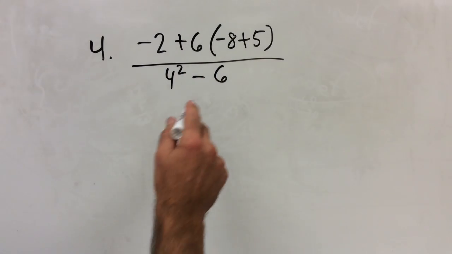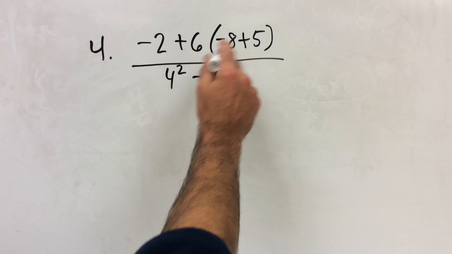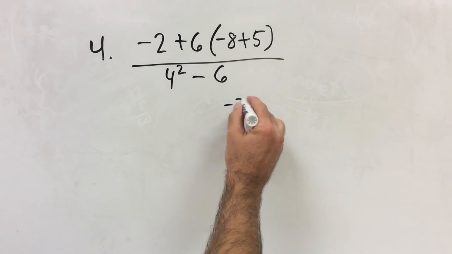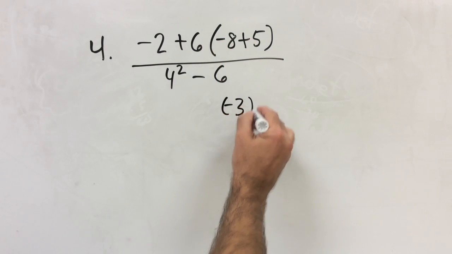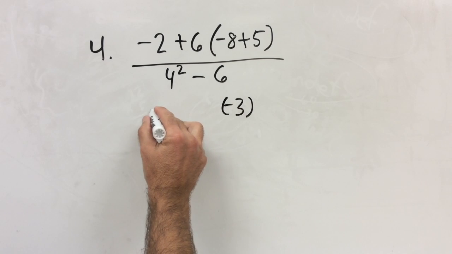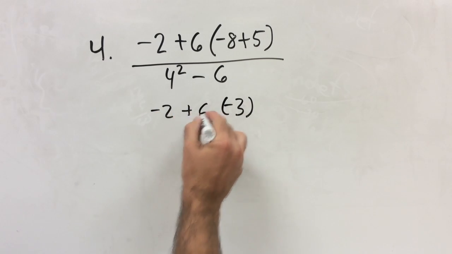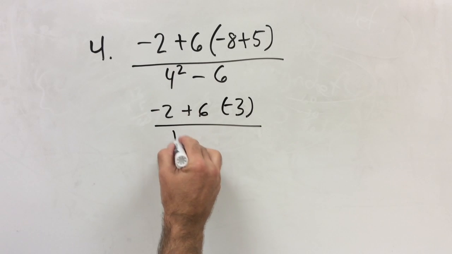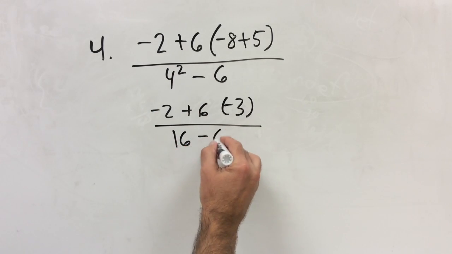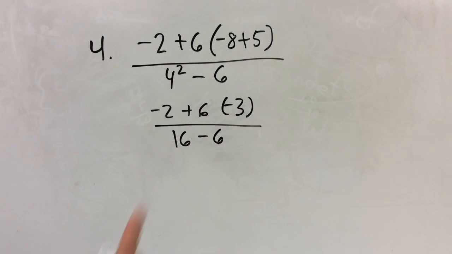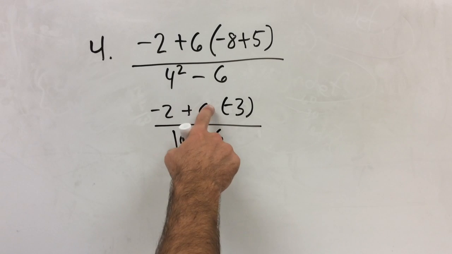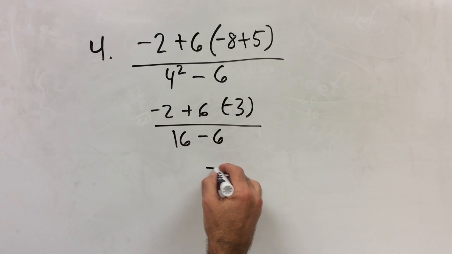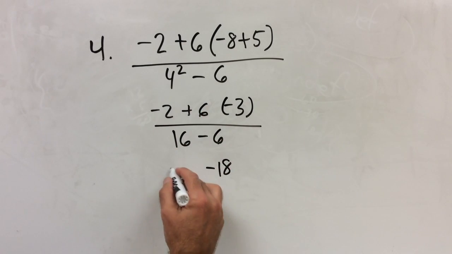So we need to work on top of the fraction bar. So we'll be in the parentheses there, adding -8 plus 5, which would be -3. I'll bring everything else down that's in the numerator. Then we'll work in the bottom of the fraction bar. So we'll do the exponent first there and get 16 minus 6. Then go back to the top. We'll do the multiplication next, which gives us a -18.